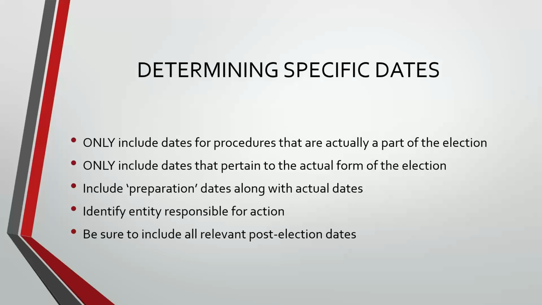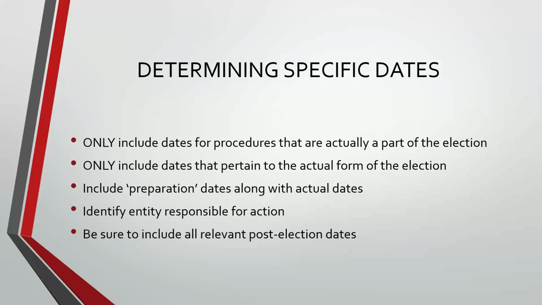Some people I've seen identify the entity responsible for the action. So for example, the date that the county clerk provides you with a voter list. Sometimes people will highlight the date or the name of the entity in a color other than black ink. Maybe they'll use red for the county or green for the governing body or something like that. That's something you can do as well, so that visually you can see exactly who's supposed to do what and when.